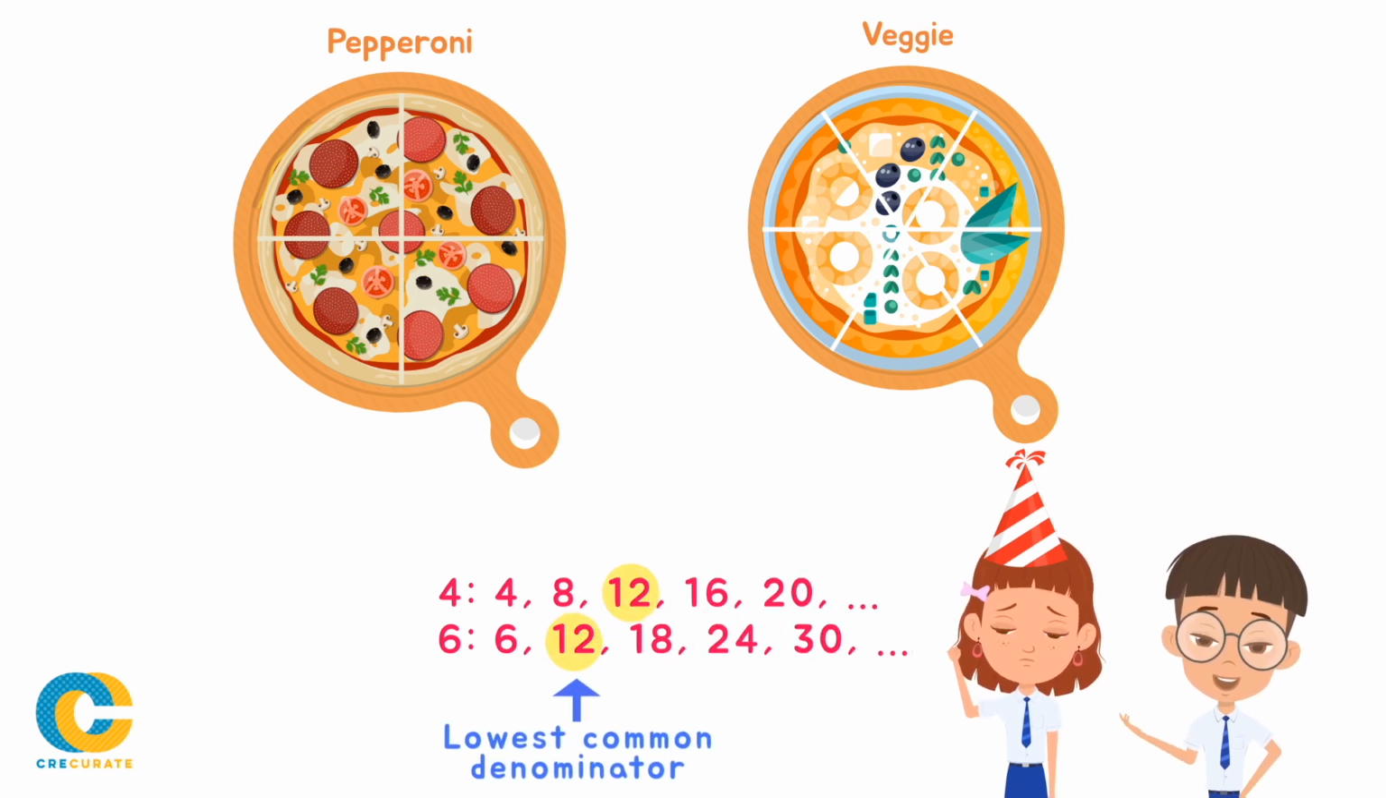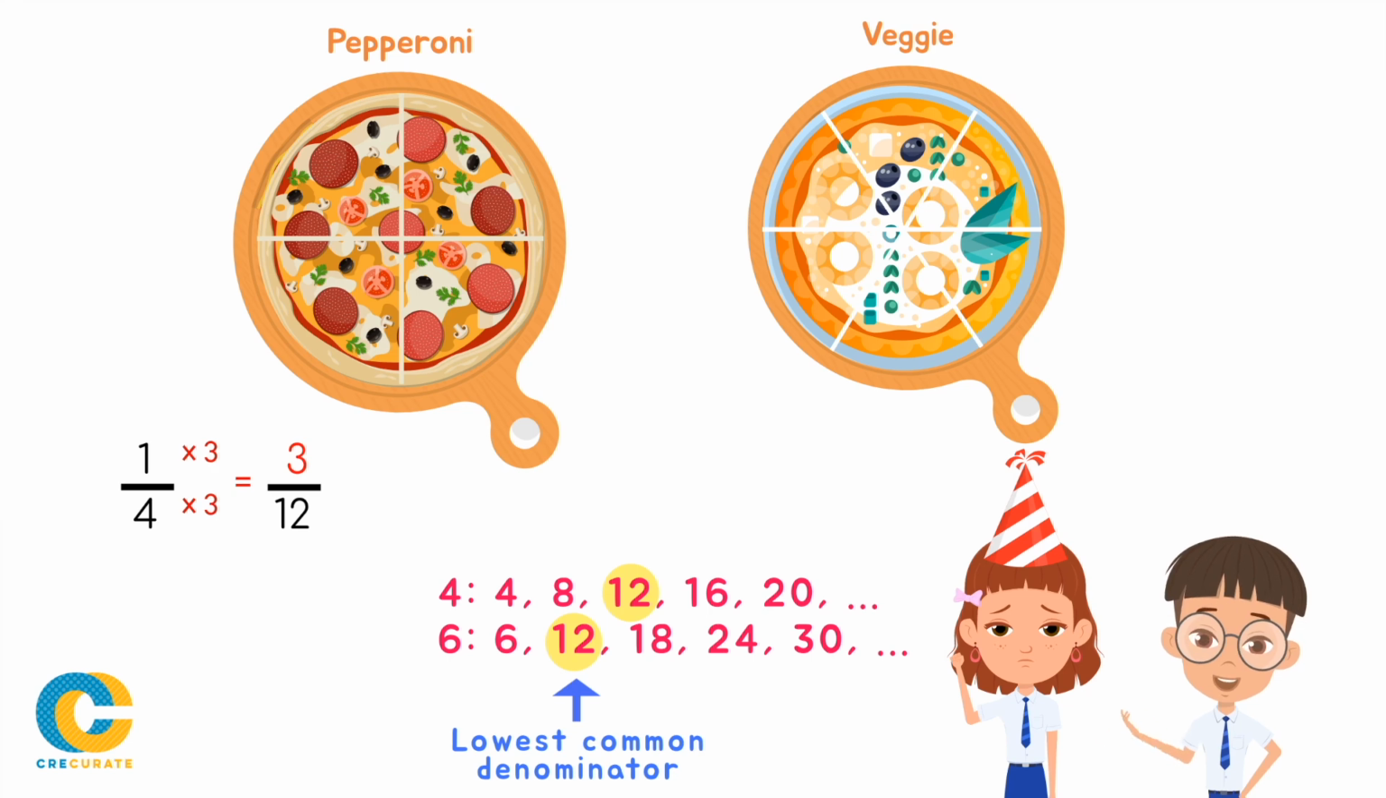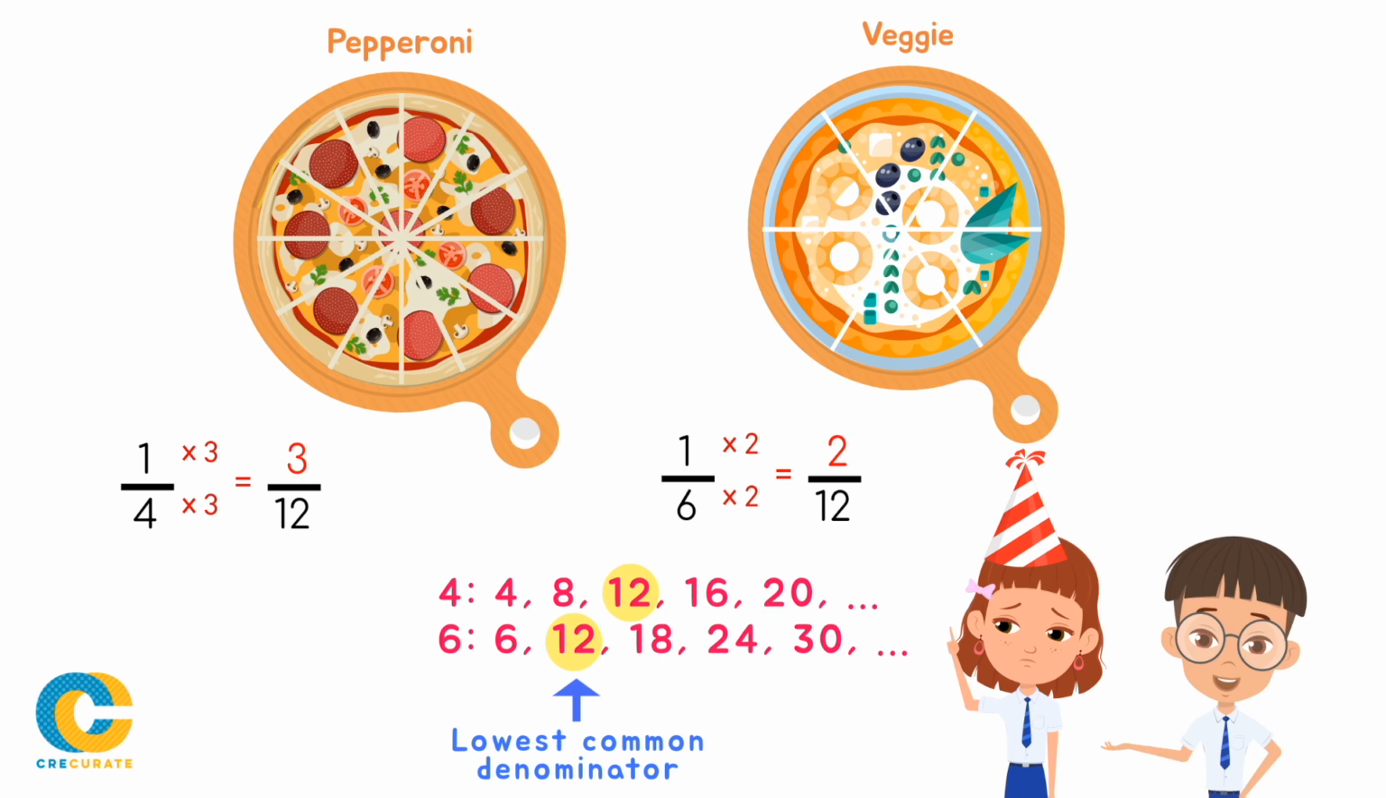To turn 4 slices into 12, it means that we need to split each slice further into 3s. So 1/4 of a pepperoni pizza is now 3/12 of a pizza. Similarly for the veggie pizza, to get 12 slices out of 6, we simply need to split each slice into 2 equal slices, so 1/6 of a veggie pizza is now 2/12 of a pizza. This is also known as making equivalent fractions.